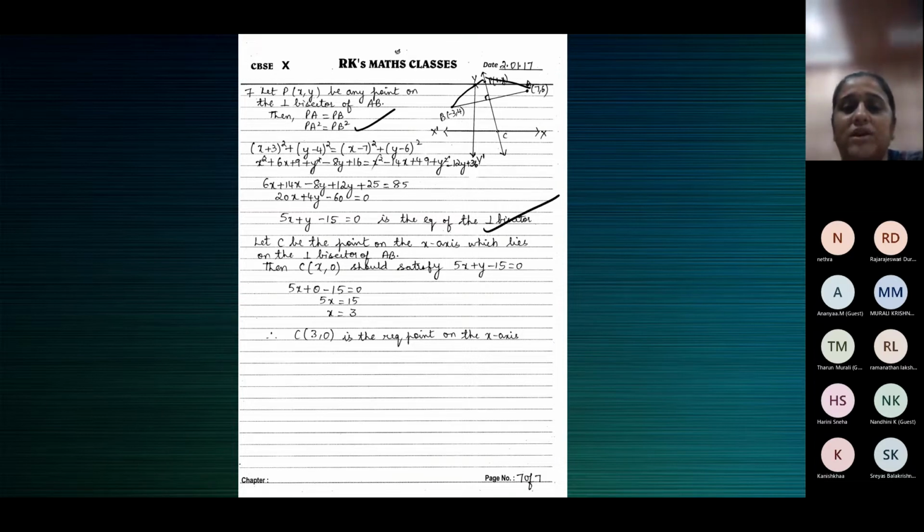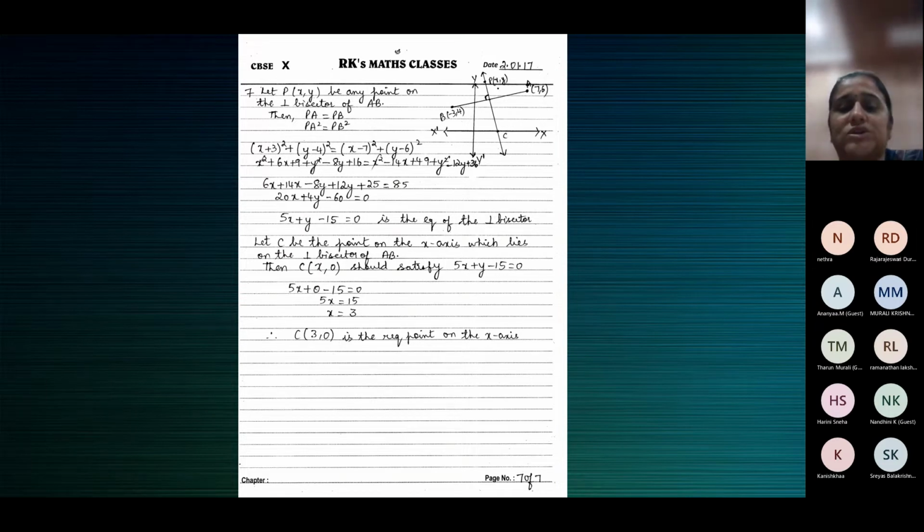Now you will have to find the coordinates of C, which is given by (x, 0). So using this, take x as x, y as 0, and you will find the value of x. Substitute y as 0, and you will find the corresponding value of x. So the required point on the x-axis is (3, 0).